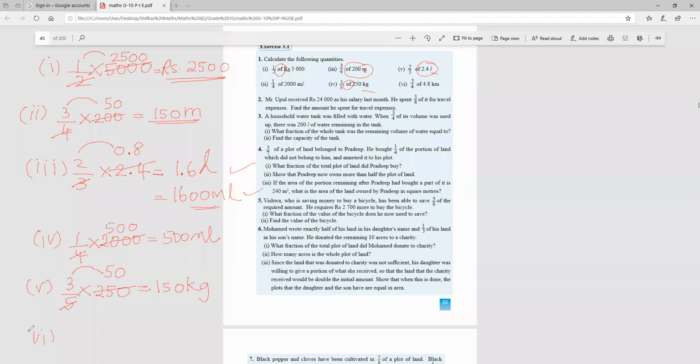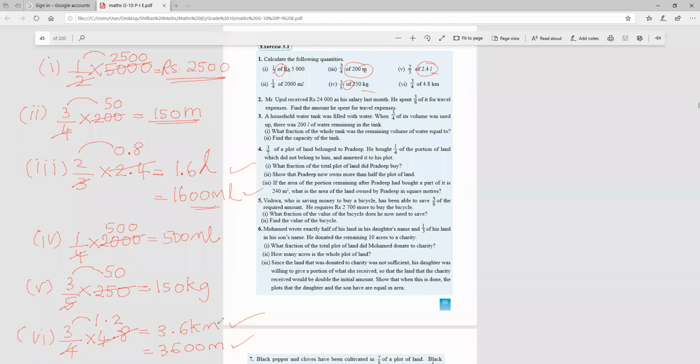Sixth one is 3 over 4 of 4.8, "of" means multiplication. 4.8 divided by 4 is 1.2. 3 into 1.2 is 3.6 kilometer. That is correct, or else you can write 3600 meter. This is also correct. Both the answers are correct.